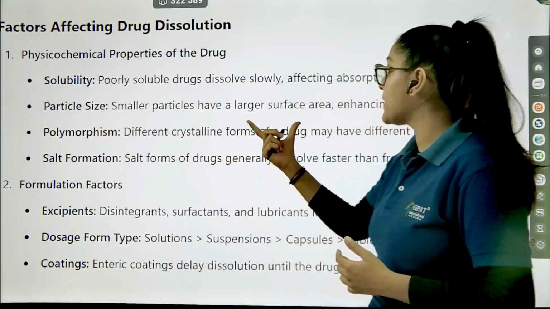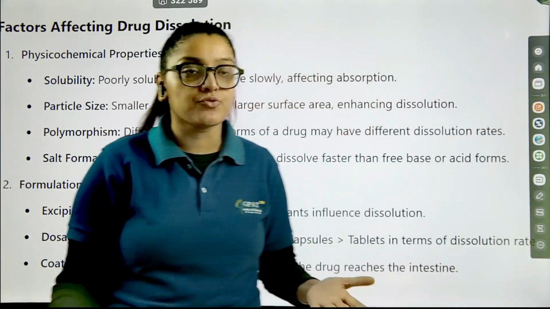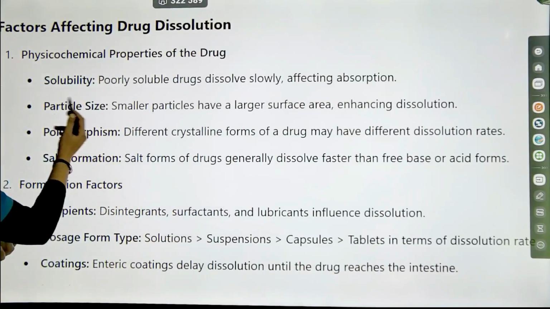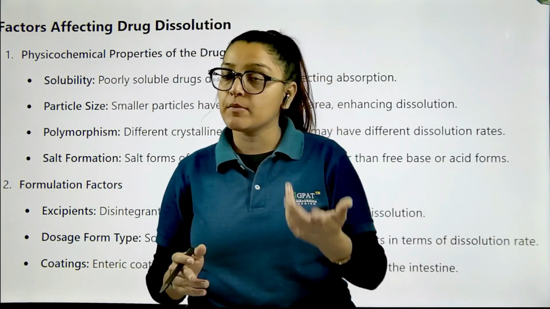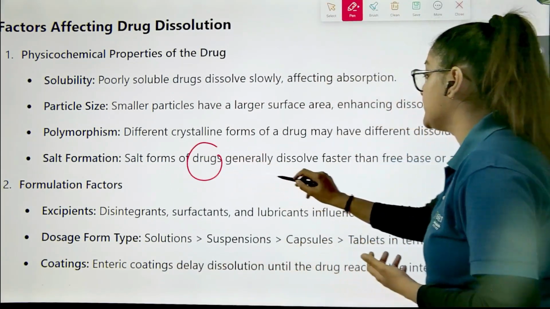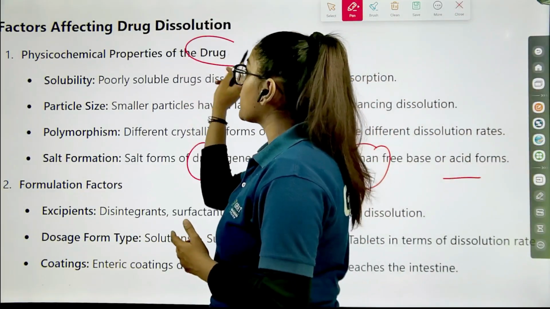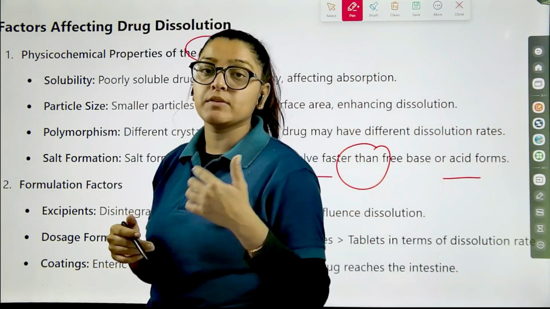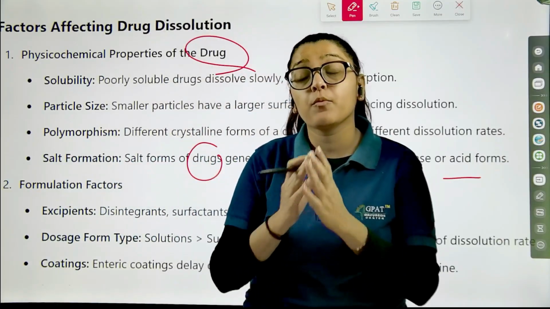Particle size: smaller particles have actually larger surface area, so you have a better dissolution there. Okay, next you have polymorphism. It largely depends on the crystalline forms or the amorphous forms also. Salt formation: salt forms of the drugs are generally dissolved faster than the free forms. Okay, not only the properties of the drug, the nature, the type, the size, the polymorphism, the crystallinity, the amorphism, whatsoever.